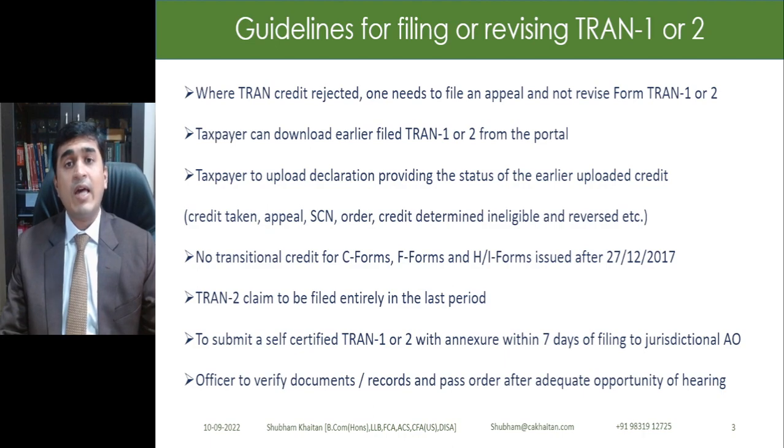Now, what are the guidelines which have been issued through Circular 180 dated 9th of September? It has been stated that when TRAN credit is rejected, one needs to file an appeal. So first of all, this revision or filing of TRAN 1 or TRAN 2 is not open for those persons whose transitional credit had been rejected during the process of adjudication for any reason, or where the appeal is pending for any matter with regard to transitional credit. For those persons, those matters would still be going through the regular process of adjudication and appeal. Those persons cannot once again revise TRAN 1 or TRAN 2, right?